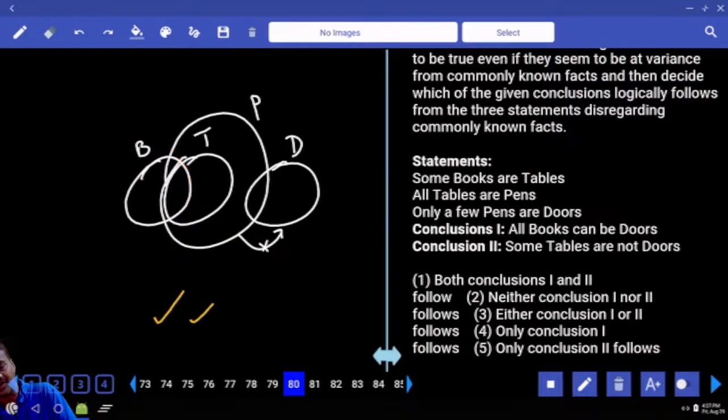Then some tables are not doors too. To make this one false, all tables are doors. Can I draw a table like this or not? Yes. Hence alternate diagram true, previous conclusion false. Then what is your answer? Only 1, choice 1, question number 80.